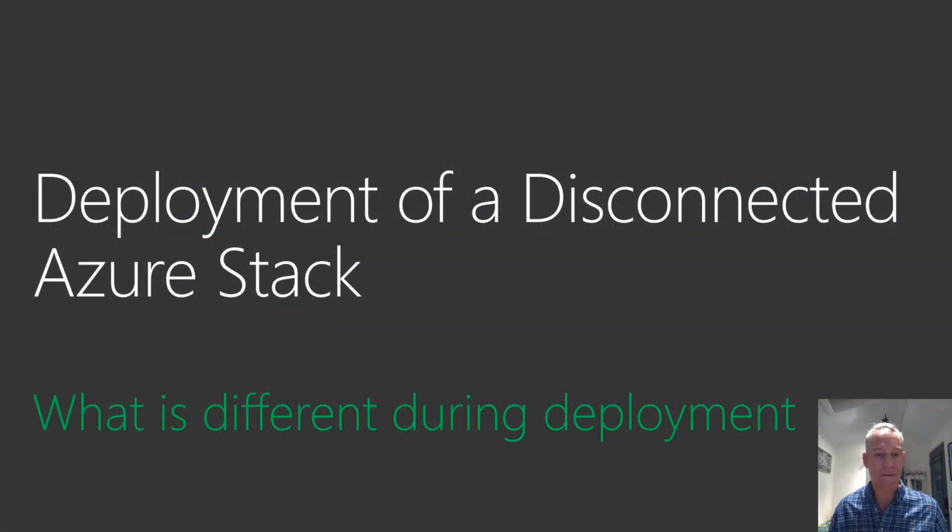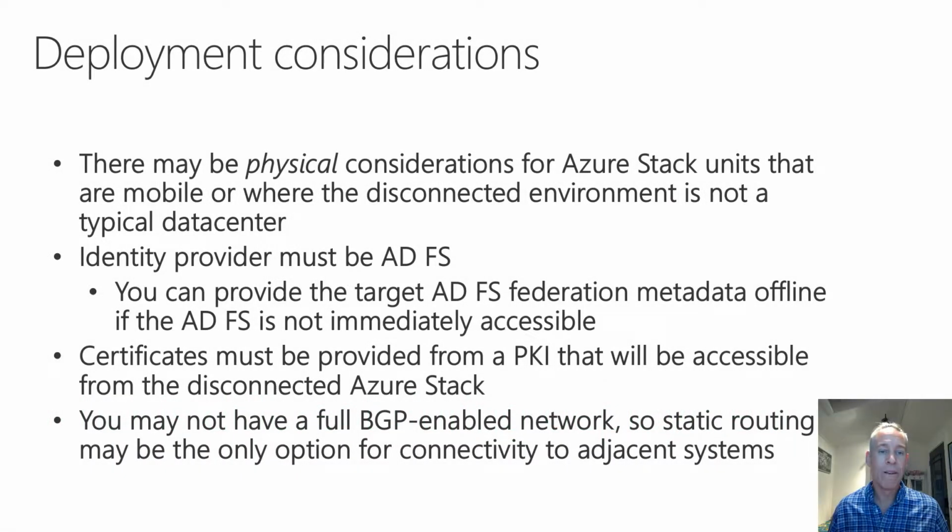So what does deployment look like for disconnected Azure Stack? So there might obviously be physical consideration like mobile, ruggedized scale units, etc., about how you're going to get the components of Azure Stack into the place that it's going, if it's truly mobile, as opposed to just a disconnected data center location. The identity provider that you select must be ADFS if you're going to be disconnected. You can provide it offline if the ADFS is not immediately accessible during the deployment time. So this is what you do in that really extreme miniature case that I showed you earlier on.